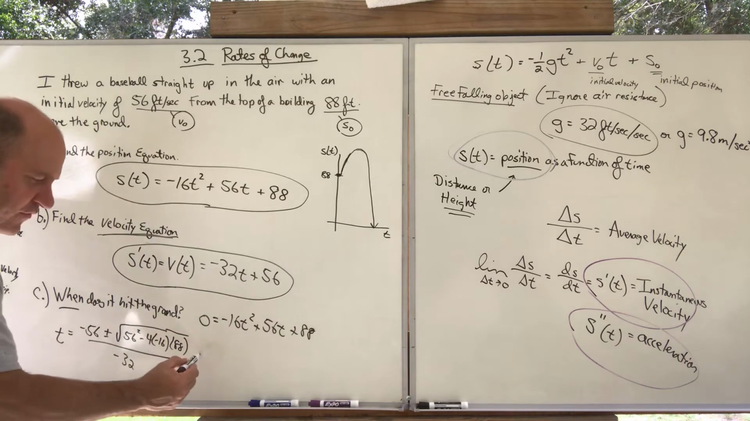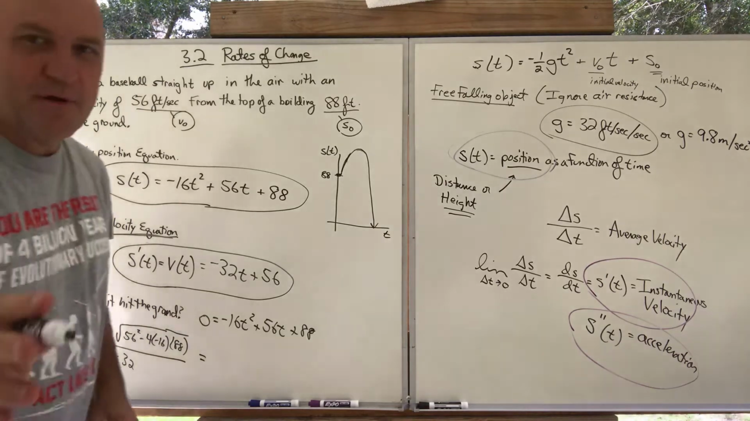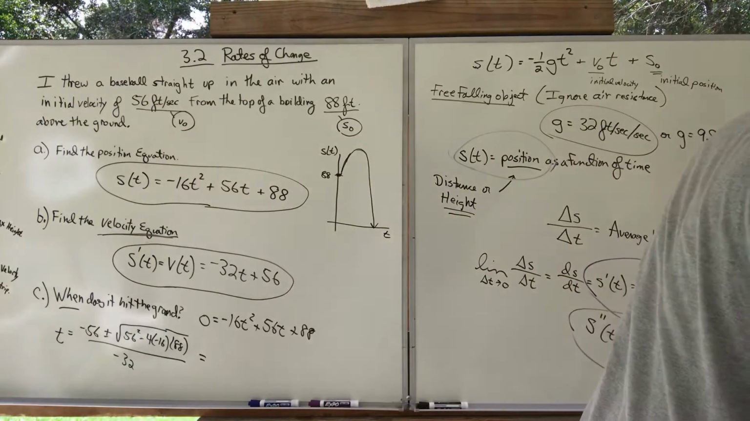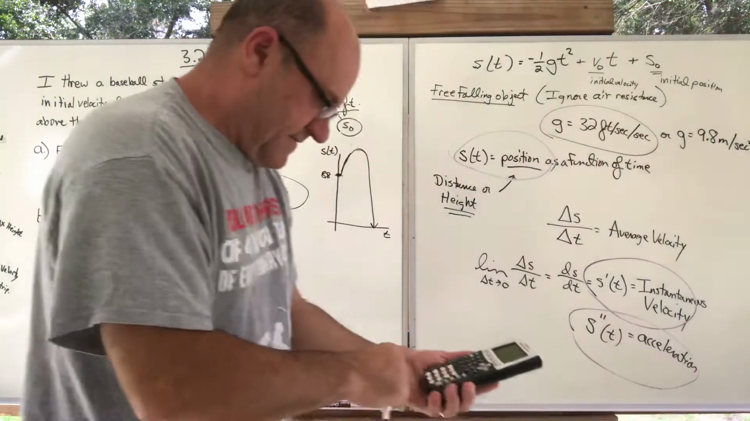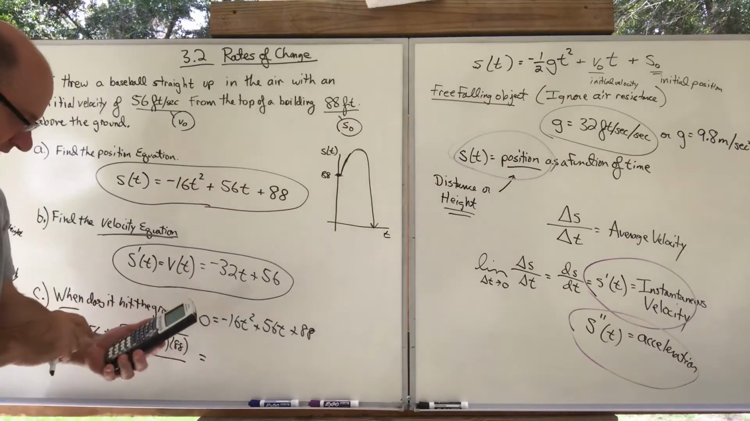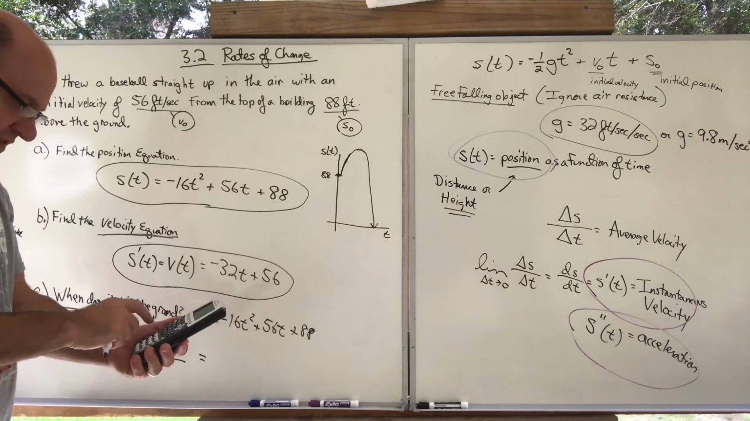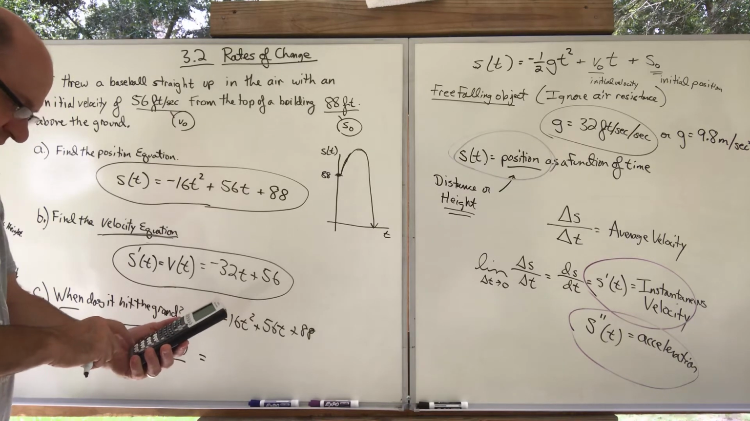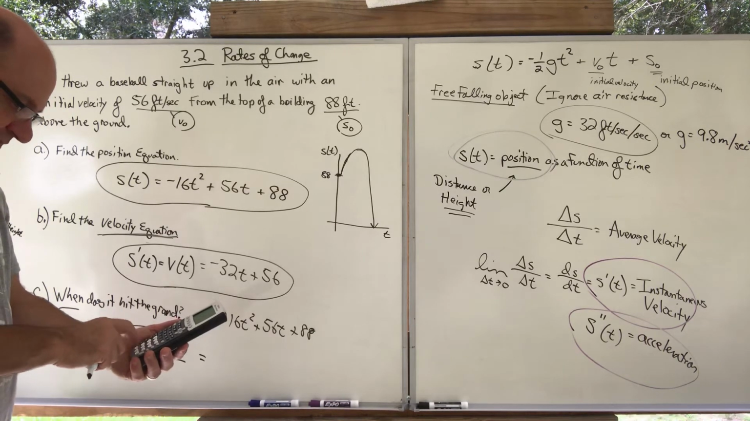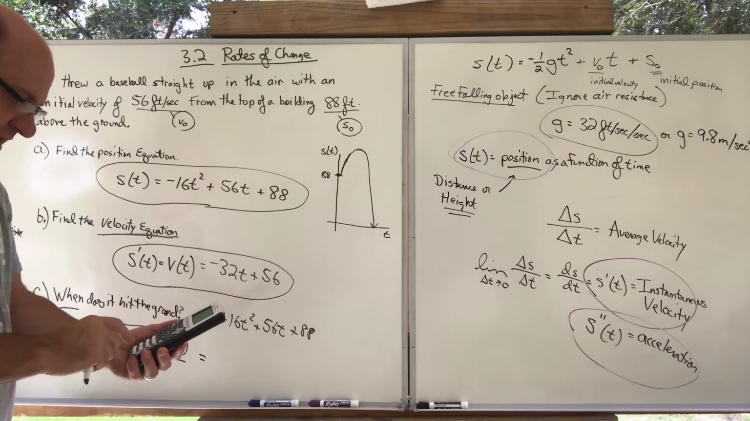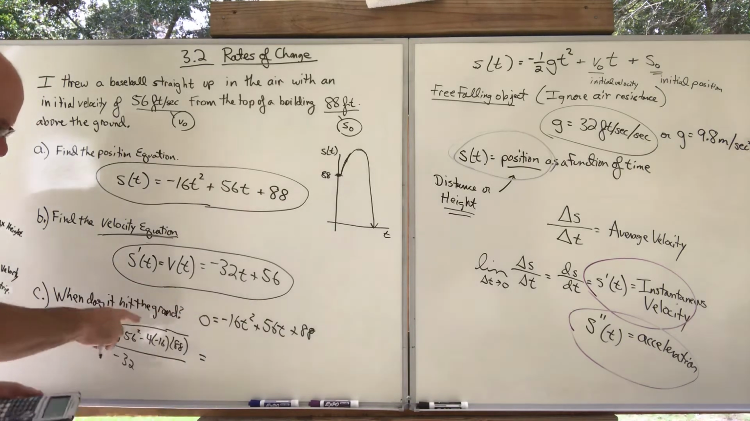All right, I want to work through this quadratic formula. I'm going to pick up a calculator here. Give me just a second. Hang in there, or you could help me. I'd appreciate your help. I'm going to work inside there. 56 squared minus 4 times negative 16 times 88. That's a big old number, 8,768.